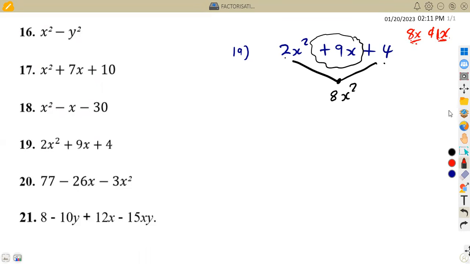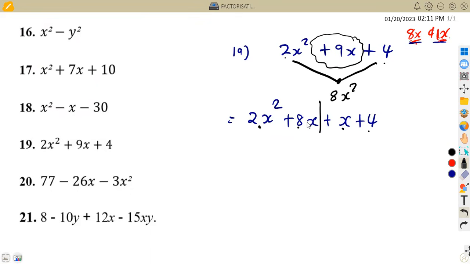So you replace these two terms into the middle term. That means we can rewrite this expression as 2x squared, then substitute these two terms into the middle term, which is 8x plus 1x, which is the same as just writing plus x. Okay, we have got 4 terms now: 1, 2, 3, 4. So we can group them.